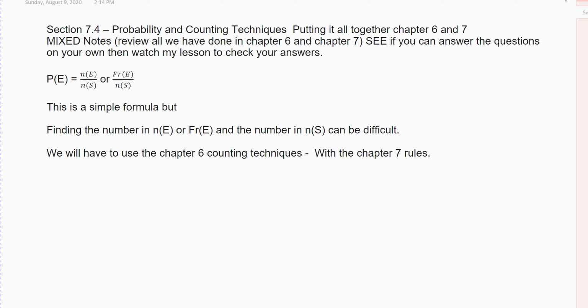And the reason why they sort of stop and do this in 7.4 is because the last two sections in Chapter 7 are very difficult, alright? So we want to make sure that you have the basics of probability down so that we get into the more challenging stuff, which is in 7.5 and 7.6, which are conditional probabilities, independent events, and Bayes' theorem. You've got the basics down, alright? And once you've got the basics down, it'll make the more complicated stuff a little easier for you.